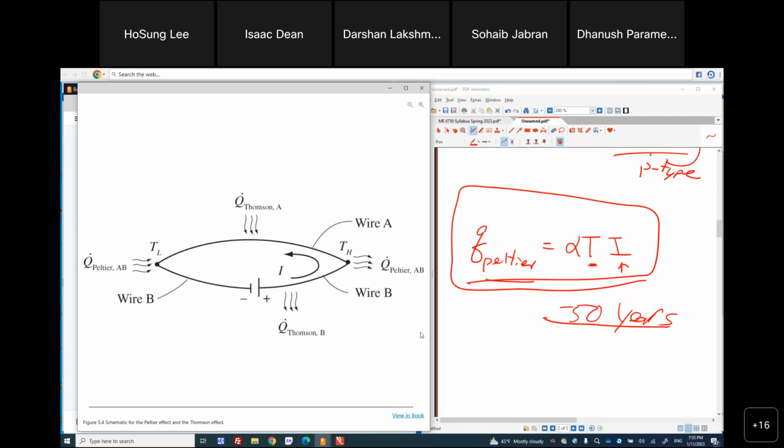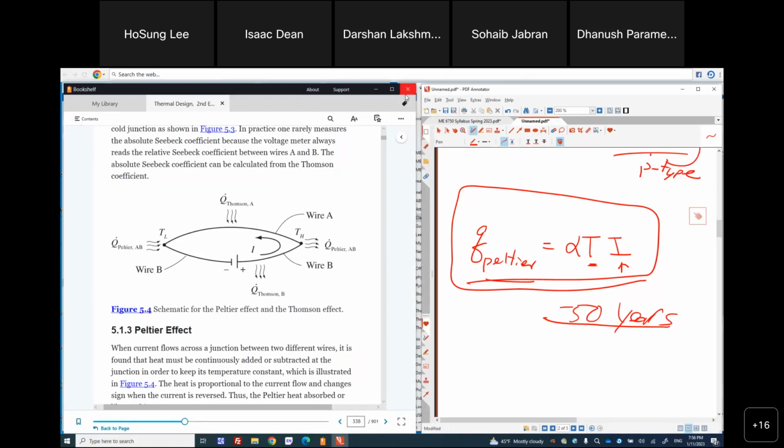That's the key phenomena of thermoelectrics. You've got to understand that, especially this. So it is a two-source situation. Heat could be the source, current could be the source. No matter what, it will create the Thomson, it will create the Peltier. Okay, let's move on.